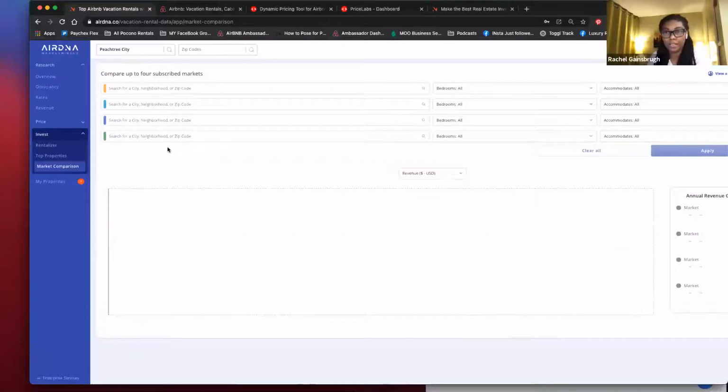If you're in the blessed position to have two properties, and you're trying to decide which one to put under contract, and it's available, you can compare the two properties and see what the expected revenue would be for both and do a side-by-side comparison. So I'll play around with this a little bit. This is also another new tool. So super, super excited about that.